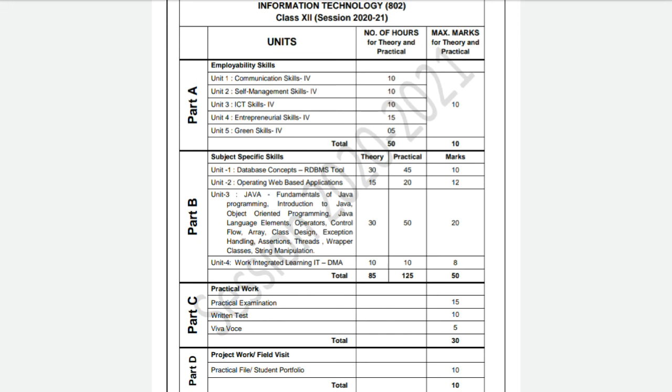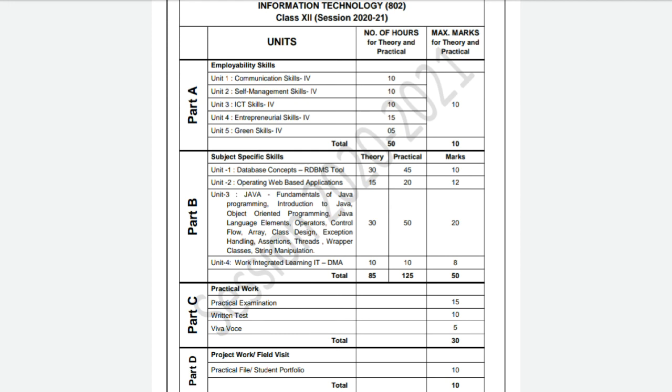Then there is part B, which consists of total 4 units. Unit 1 is database concepts, unit 2 is operating web based applications, unit 3 is Java, and unit 4 is work integrated learning IT. So part B consists of 50 marks. Part A and part B total 60 marks, and this is the theoretical part.